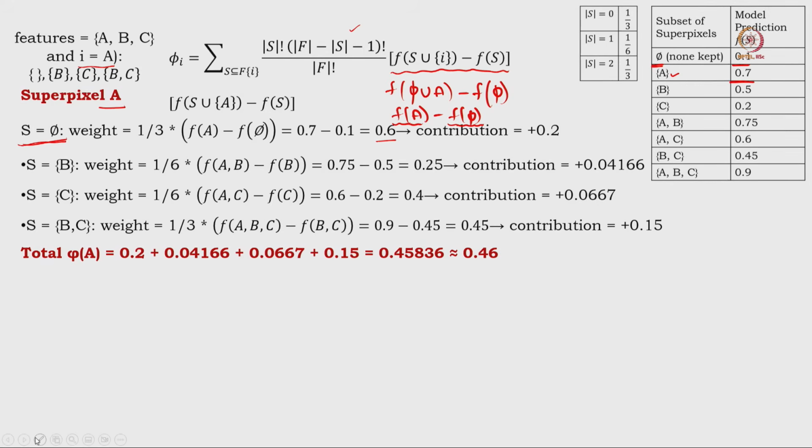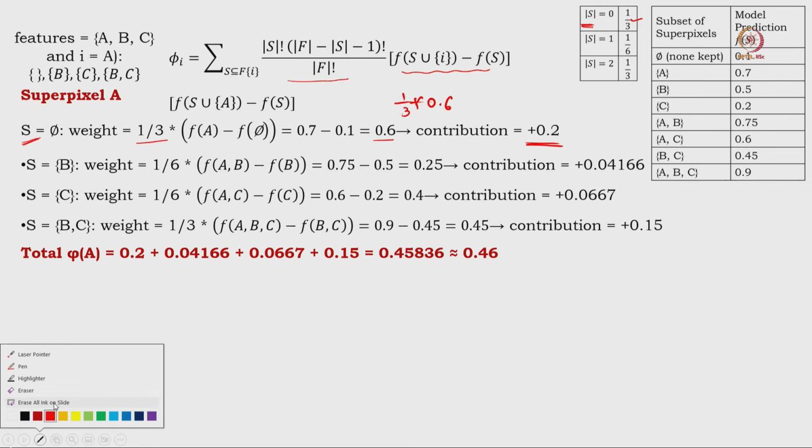Now, this is this particular term, but we still have to multiply it with this term, right? What is this? When S is equal to 0, what is the weight? We have already computed when the cardinality of S is 0, the weight is 1 by 3. So, therefore, you are multiplying 1 by 3 with the 0.6. So, 1 by 3 multiplied with 0.6, we are getting 0.2.